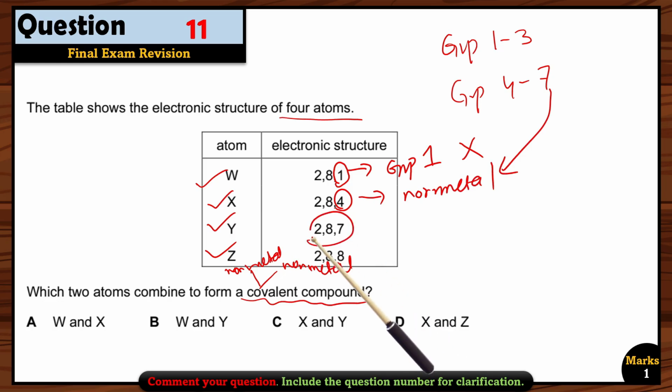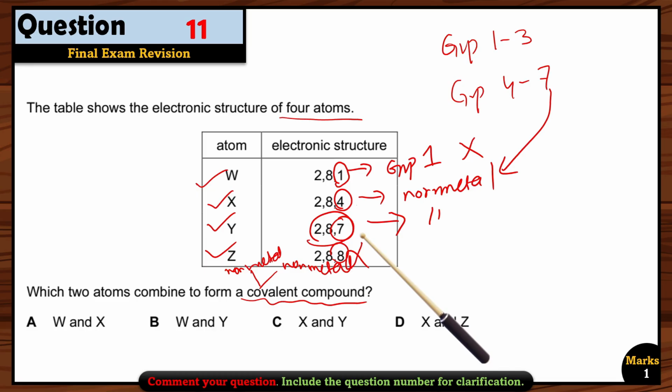Let's see about Y. Y belongs to group 7. If you see the last shell electrons, it's 7, so the group number is 7. So it is also a non-metal. If you see this one, Z belongs to group 8. It is a noble gas, and noble gases don't react with any other element. Their electronic configuration is complete. They don't need any electrons. So a noble gas will not react with anyone. We are just left with X and Y. So when X and Y react with each other, they will give you a covalent compound. This is how you can solve the question.